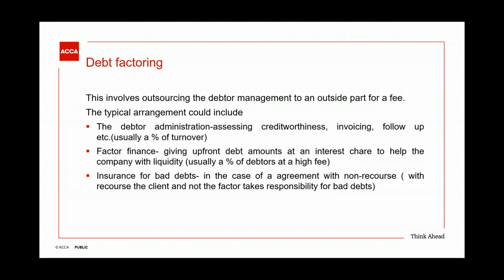So then once the debtors pay, the balance will be given to you. But that balance also depends on whether the agreement is with recourse or without recourse. That simply means whether the factoring company is the one taking the responsibility for the bad debts. If they are taking the responsibility for the bad debts, it means that does not come back to you, which means it's without recourse. But if the factoring company is not taking the responsibility for the bad debts, the factoring arrangement is with recourse.